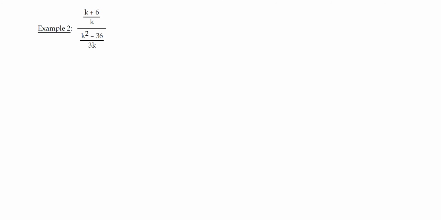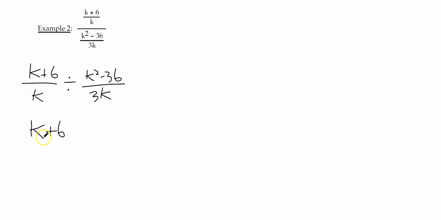All right, the next example. If you have a full fraction, not two separate terms, but one term on the top and one term on the bottom, you can just change this to multiplication. In other words, when you're dividing by one fraction, you can choose to invert and multiply instead.